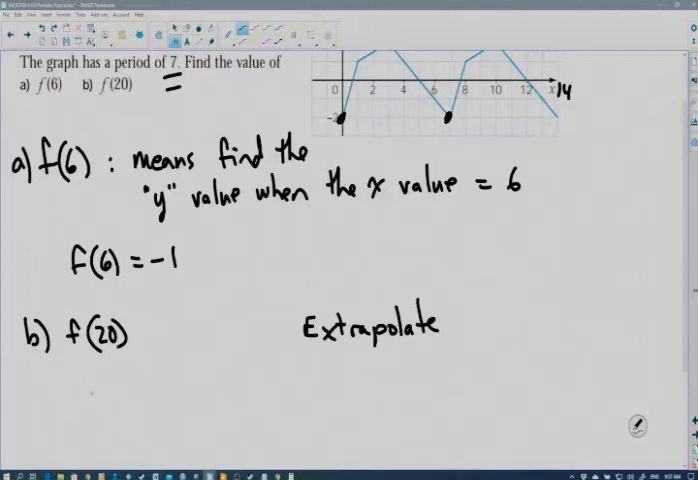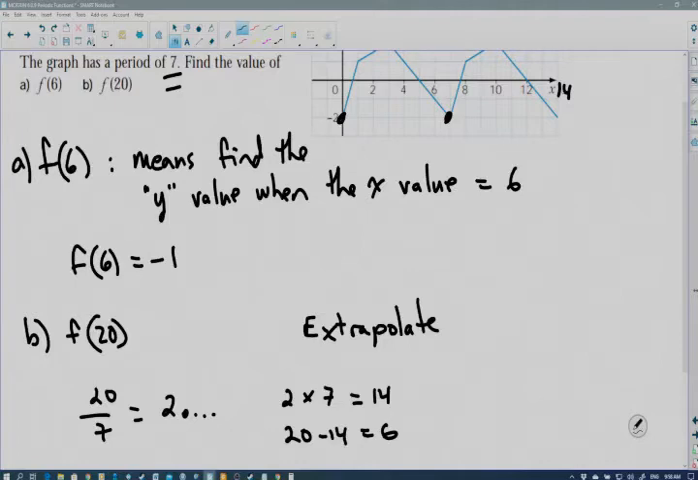Well, what if we divide 20 by 7? 20 divided by 7 is 2 point something, right? Because 2 times 7 is 14. So if we do 2 times 7, we know that 20 is past 14. How much past 14 is it? Well, 20 minus 14 is 6.